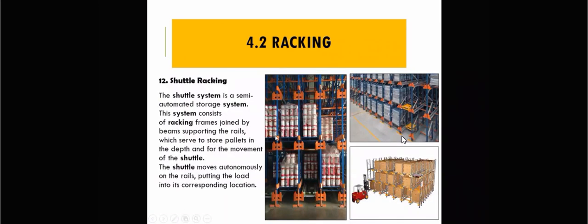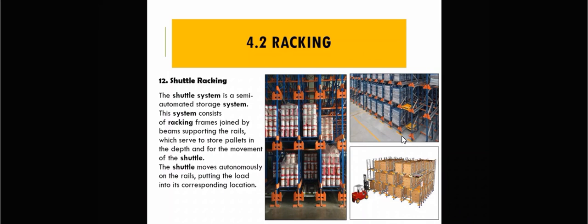The next one, shuttle racking. The shuttle system is a semi-automated storage system. Shuttle system ni adalah sistem yang separa automatik lah untuk penyimpanan barang-barang. This system consists of racking frames joined by beams supporting the rails, which serve to store pallets in the ducts and for the movement of the shuttle.